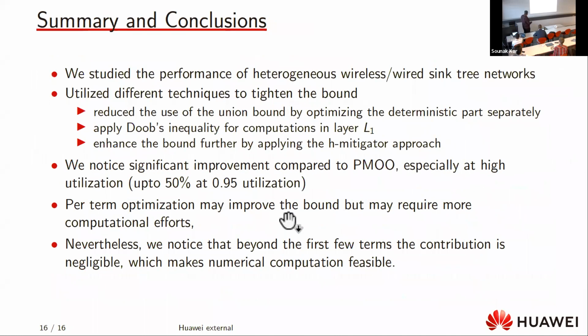Okay, so this is what we did. We studied the performance of the heterogeneous network, and we utilized different techniques available in the literature, and we tried to minimize the use of the union bound by using Doob's inequality in some cases. And then we got some good results, some enhancement.